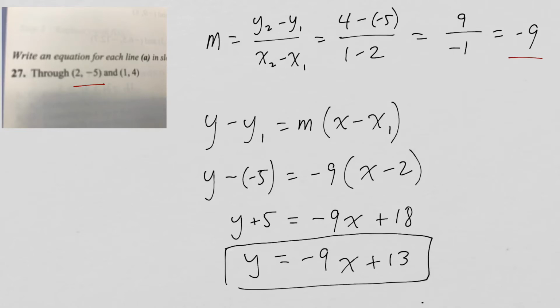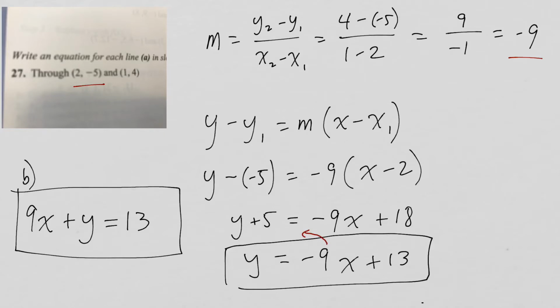Now to put it into standard form, we move our 9x over to the left. And we would get a positive 9x plus y is equal to 13. And that's part B, standard form. This was part A.